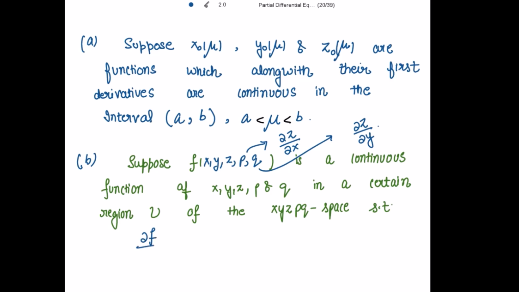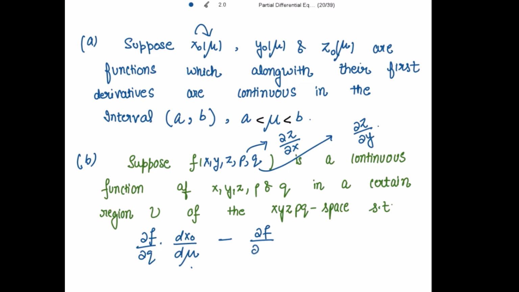such that the partial derivative of f with respect to q times the derivative of x naught with respect to mu, because x naught is a function of mu, so we are differentiating x naught with respect to mu, minus the partial derivative of f with respect to p times the derivative of y naught with respect to mu, should not be equal to 0. Please remember this condition, it is very important.